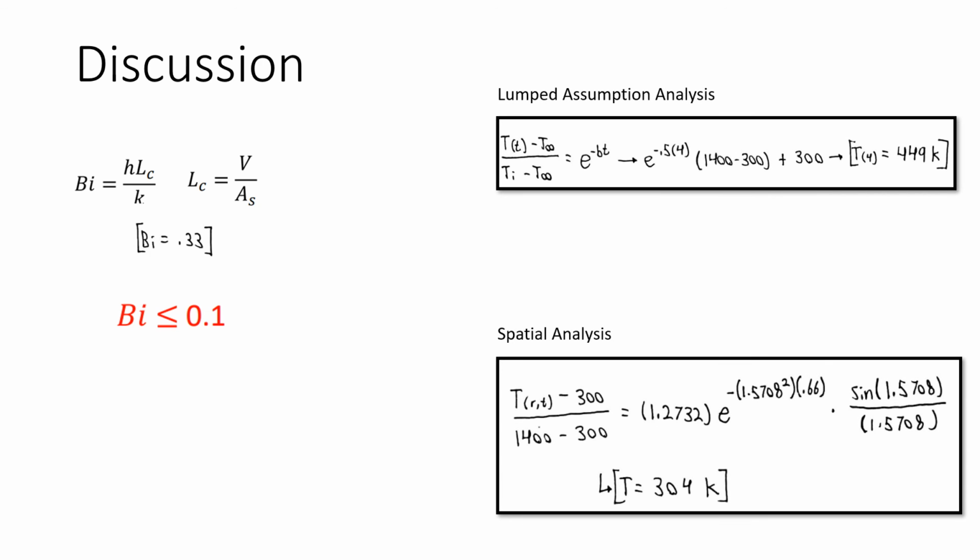So before we end off, I'll just do a little bit of a discussion. First thing we did was we calculated the Biot number, and because it was greater than 0.1, we concluded that doing a lumped analysis here would not be effective. But we went ahead anyway, and we did a lumped assumption analysis and a spatial analysis. We calculated the surface temperature after 4 seconds 2 different ways, and as you can see, we got two different numbers, and so this kind of reinforces what we learned that if the Biot number is not small, then doing a lumped assumption is not valid.